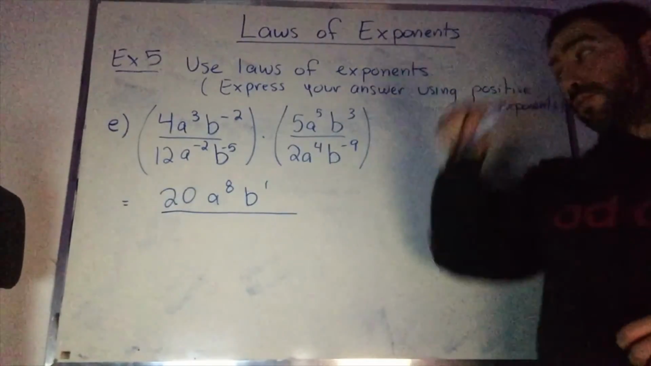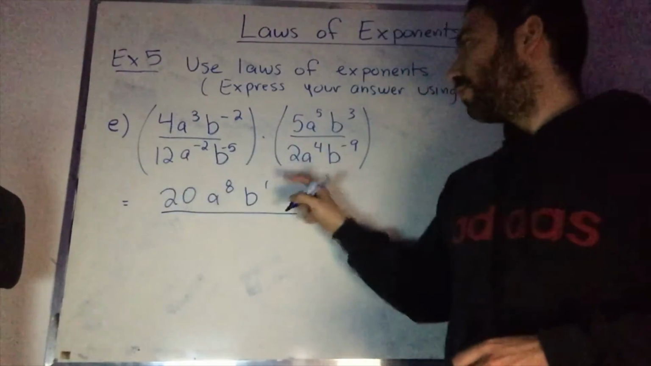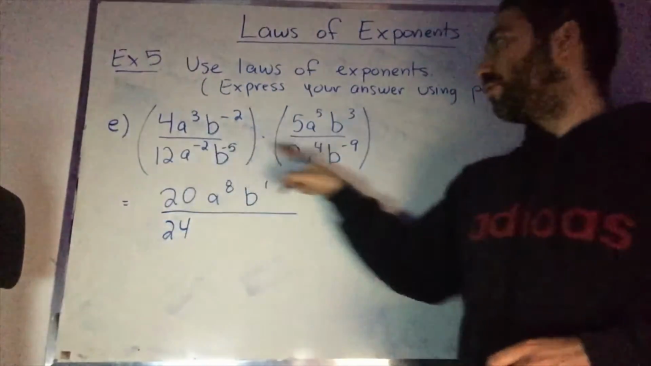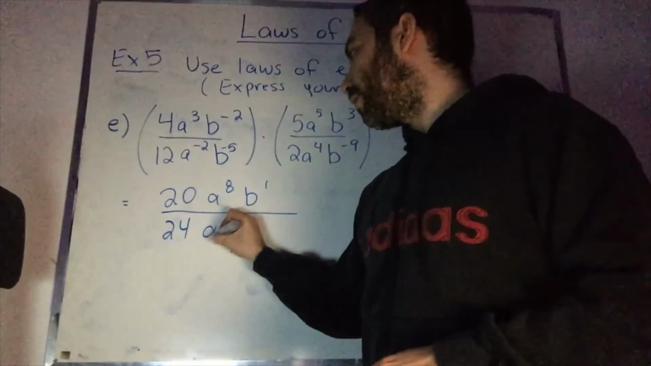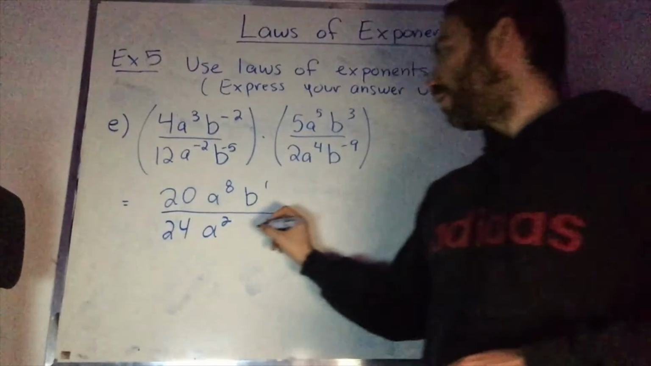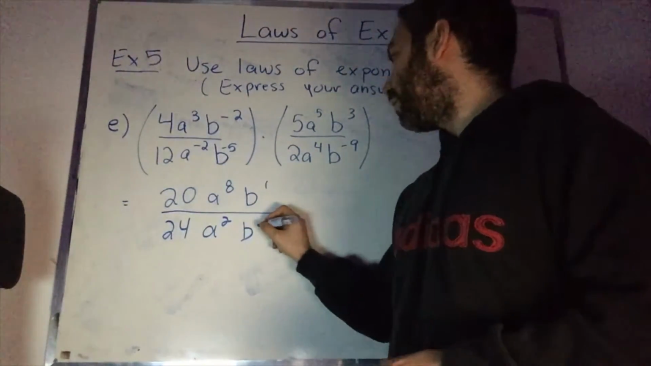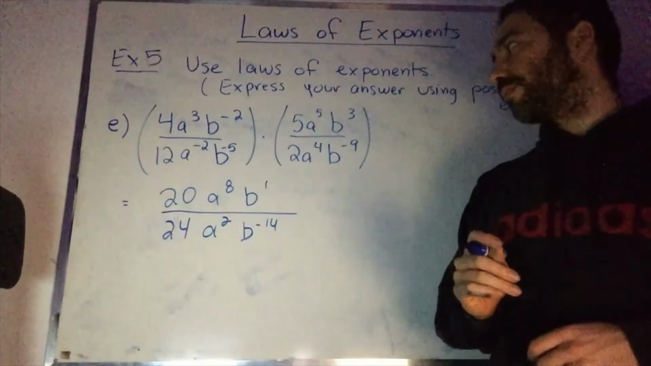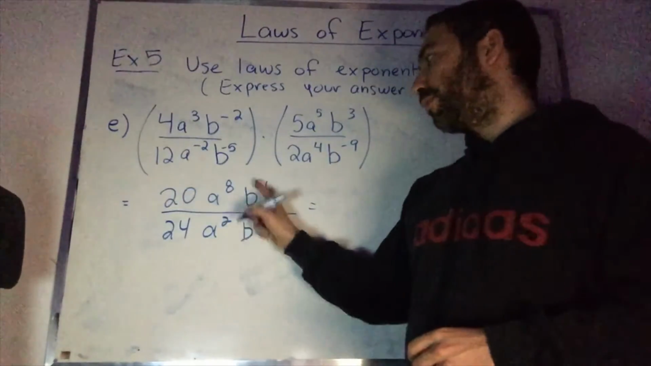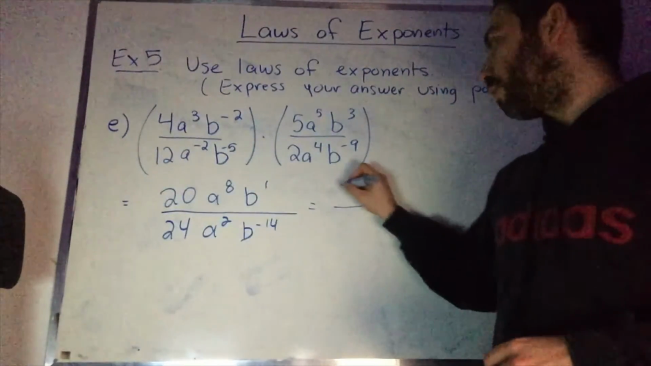And we do the same on the denominator. So 12 times 2, we get 24. A to the negative 2 times a to the 4 is a to the 2. You add them. And then b to the negative 5, b to the negative 9, we're adding them again, so we get b to the negative 14. Okay. Next step, we divide the numbers. I'll leave the 20 and the 24 for now.